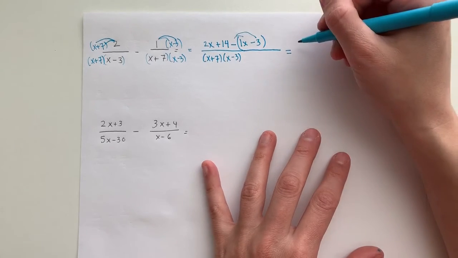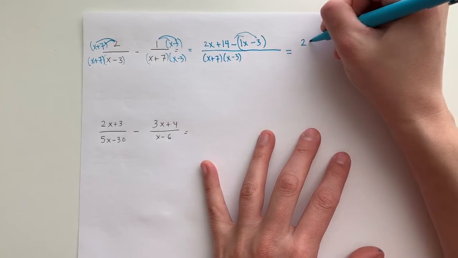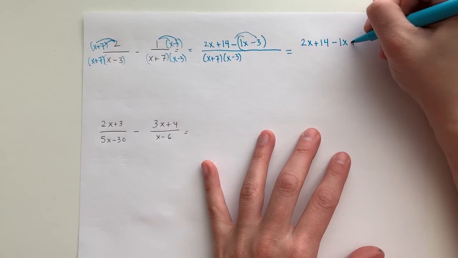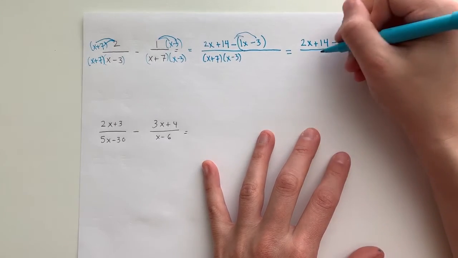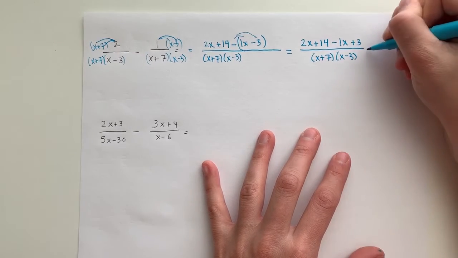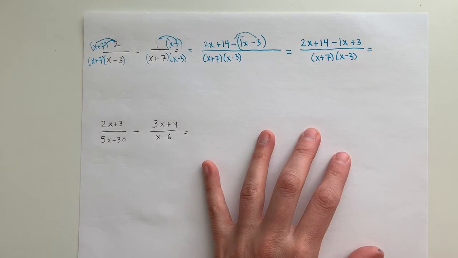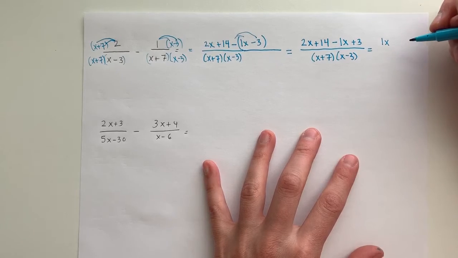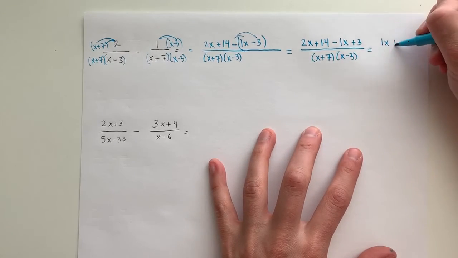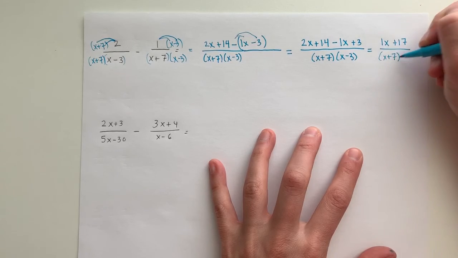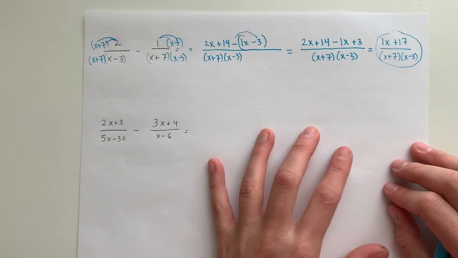So I end up with 2x plus 14, take away 1x plus 3, divided by x plus 7, x minus 3. And now we can simplify that numerator. 2x take away 1x is 1x. And 14 plus 3 is 17, divided by x plus 7, x minus 3.